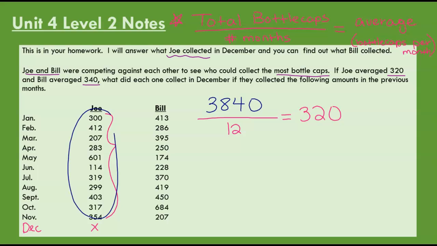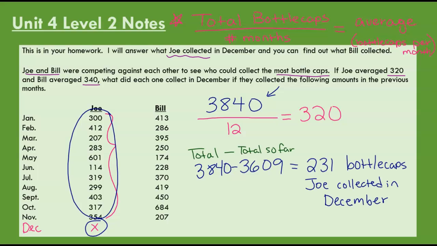We know he collected this much so far, so that's part of our total. So let's take a moment and add that up. 300 plus 412 plus 207 plus 283 plus 601 plus 114 plus 319 plus 299 plus 403 plus 317 plus 354 is 3,609. And we know that plus our number we collect in December has to equal our total. So let's undo that by subtracting. And we are left with 231 bottle caps that Joe collected in the month of December.